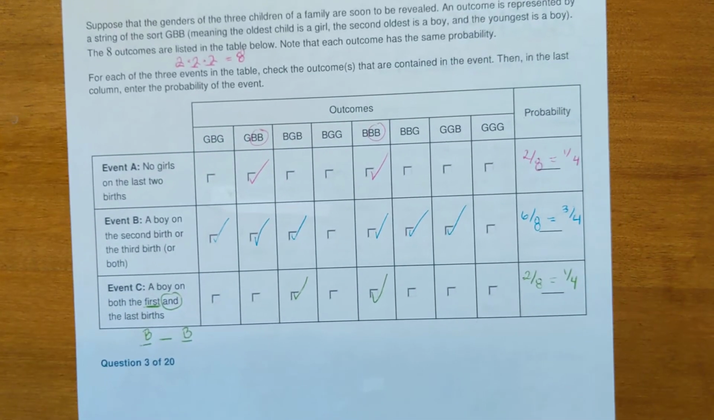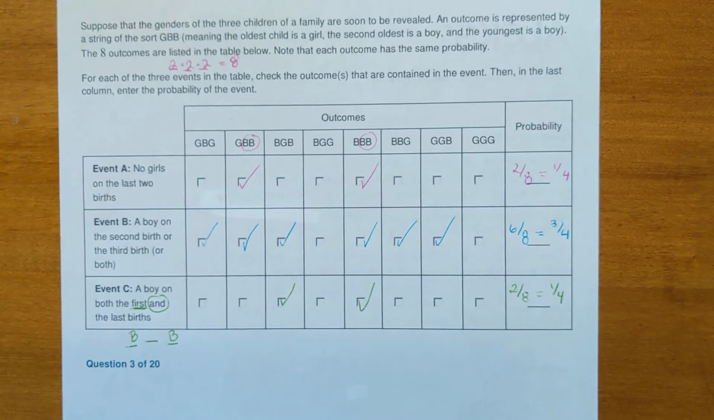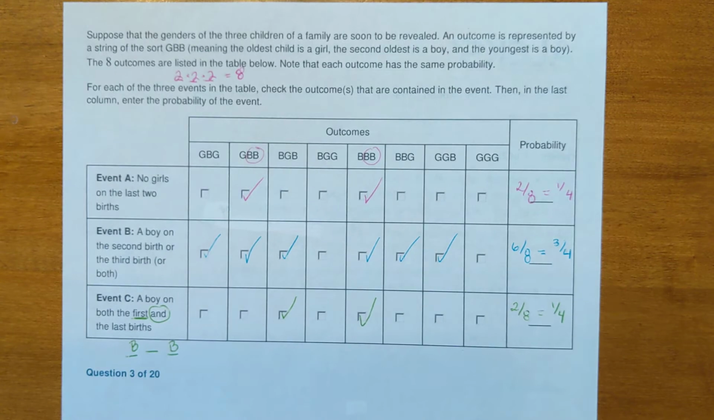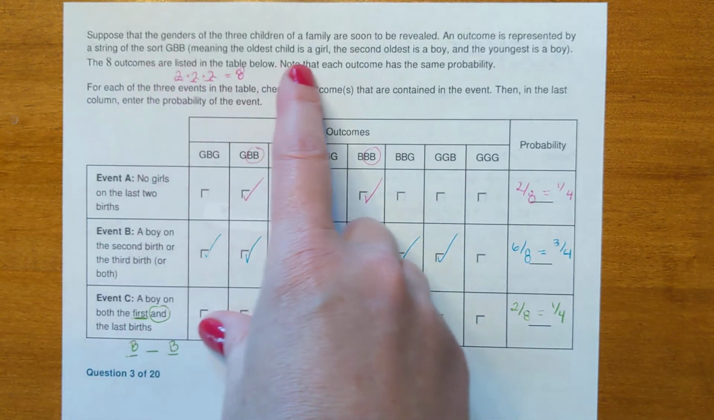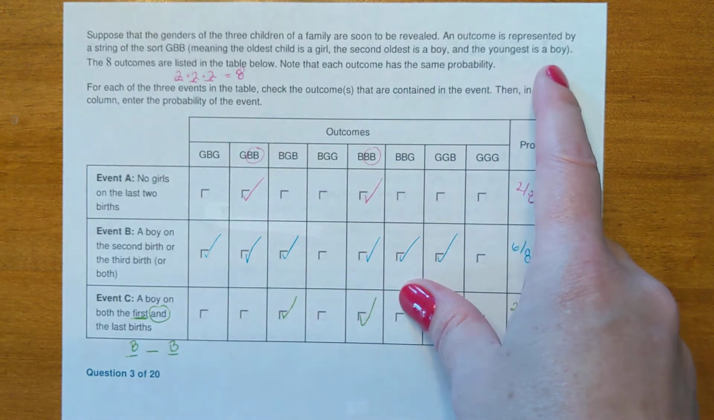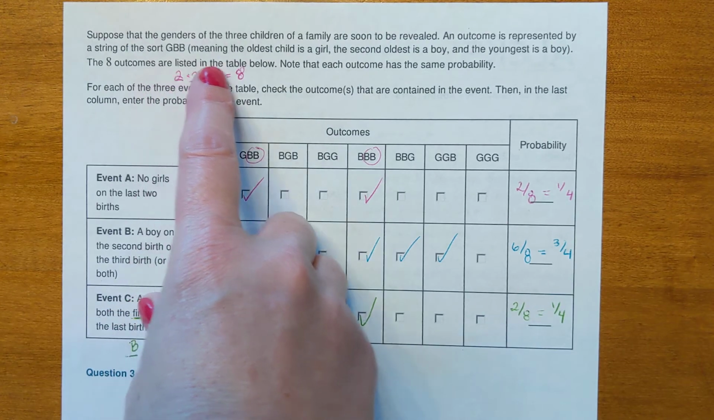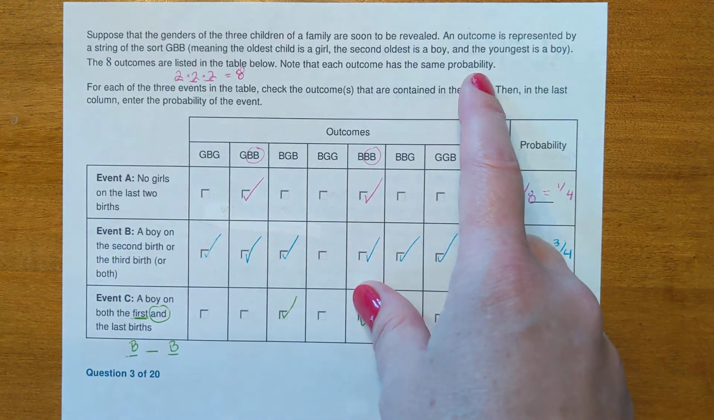Next one. Suppose the genders of 3 children of a family are soon to be revealed. An outcome is represented by a string of the sort GBB, meaning the oldest child is a girl, the second oldest is a boy, and the youngest is a boy. The 8 outcomes are listed in the table below. Note that each outcome has the same probability.